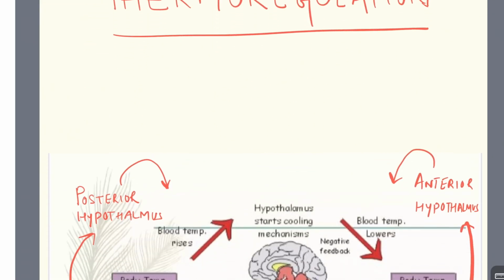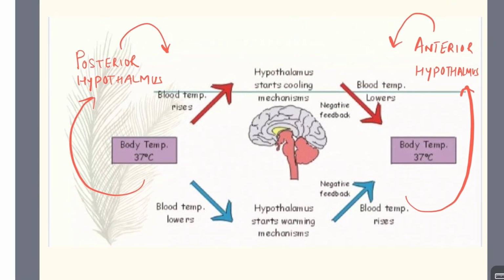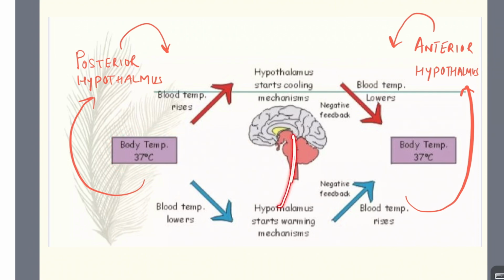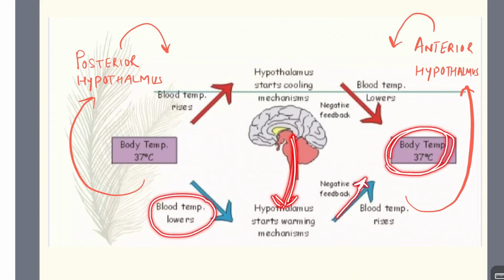Now let us understand the thermoregulation of the body. Here is the anterior hypothalamus located, and here is the posterior hypothalamus located. This is the set point of the body, 37 degrees Celsius. As the temperature goes below the set point, the hypothalamus initiates certain mechanisms to warm up the body. Our posterior hypothalamus works to increase the body temperature, and as the body temperature falls, it brings it back to our set point, that is 37 degrees Celsius.